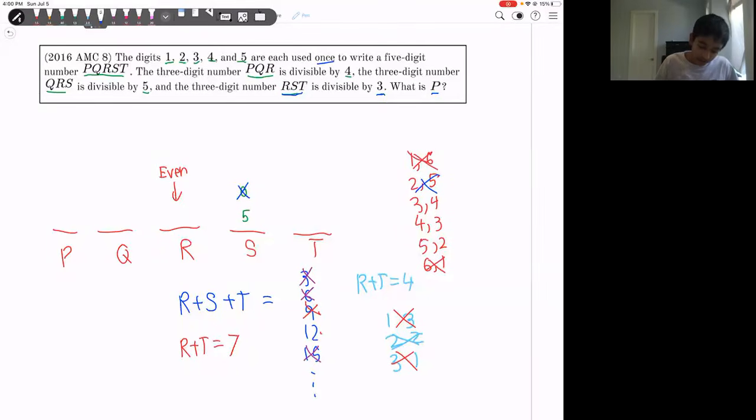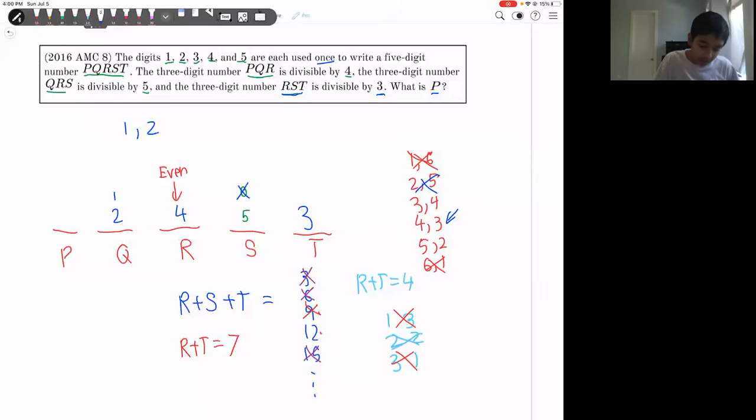Now we see the other case where R is even. The other case when R is even is this case here. So when this is 4, this is 3, and there are no duplicates, so we're good so far. Now this is 4 and this is 3. What numbers do we have left? We have 1 and 2 left. So this is either 1 or 2, and we can check both cases.